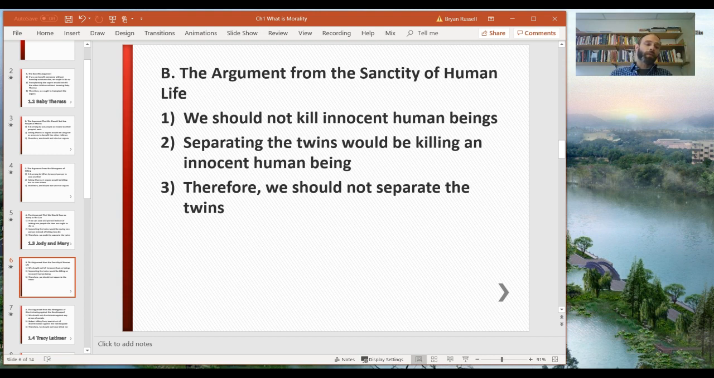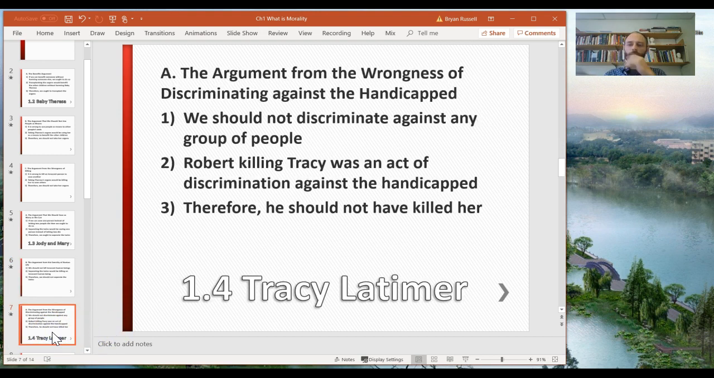All right, so now let's look at the third case. Case of Tracy Latimer. So really quickly, Tracy Latimer, a 12-year-old victim of cerebral palsy, was killed by her father in 1993. Tracy lived with her family on a prairie farm in Saskatchewan, Canada. One Sunday morning, while his wife and other children were at church, Robert Latimer put Tracy in the cab of his pickup truck and piped exhaust fumes until she died.